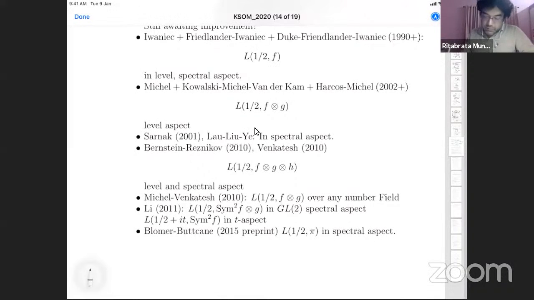And then let me mention the work of Duke, Friedlander and Iwaniec, in a series of papers starting sometime in the late 1980s, going up to 2001 or 2002.